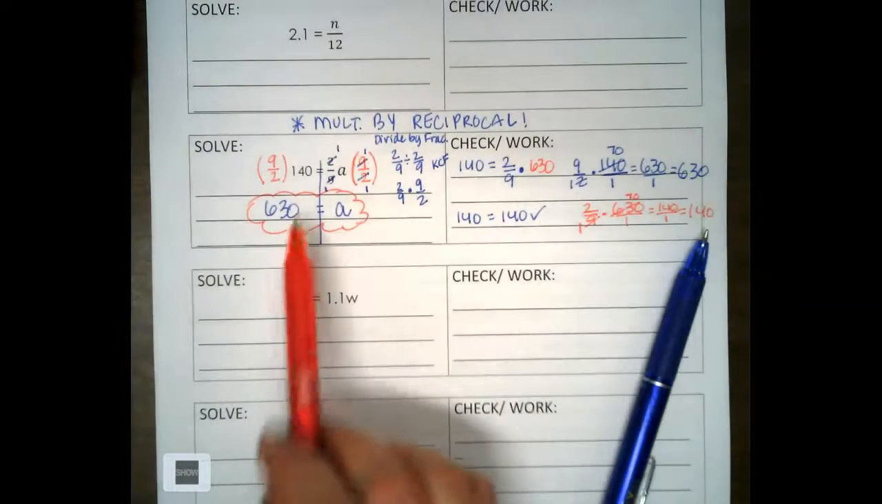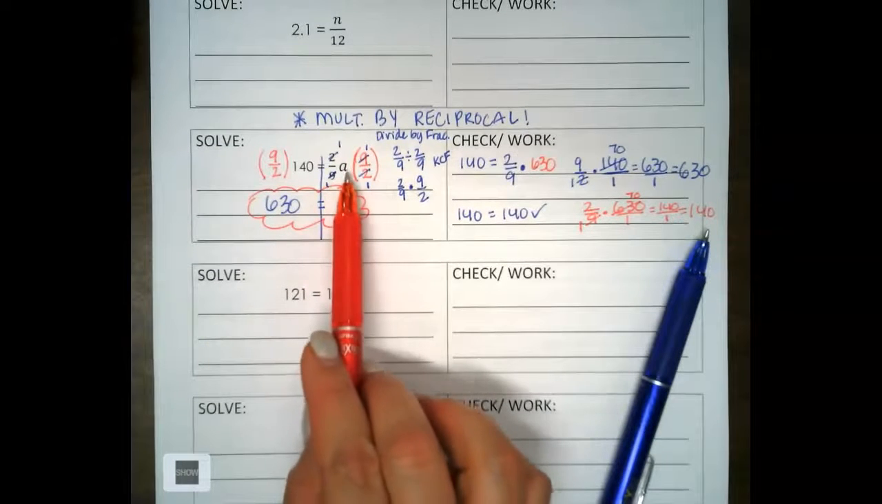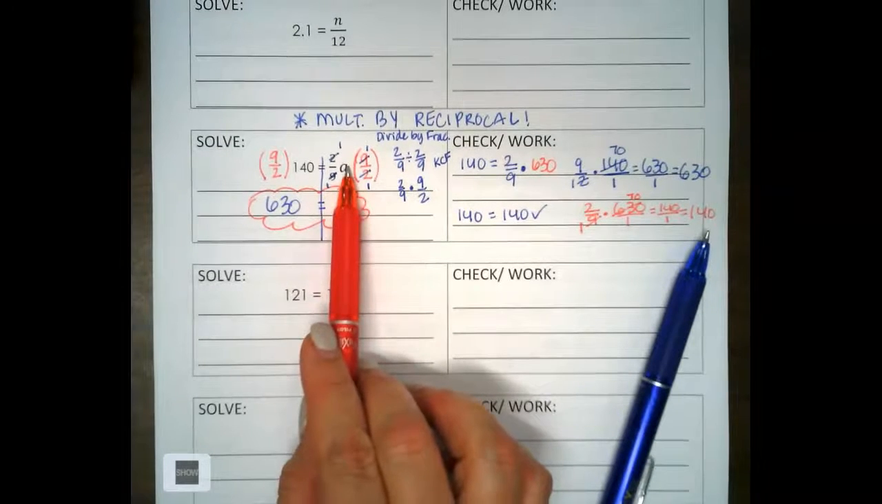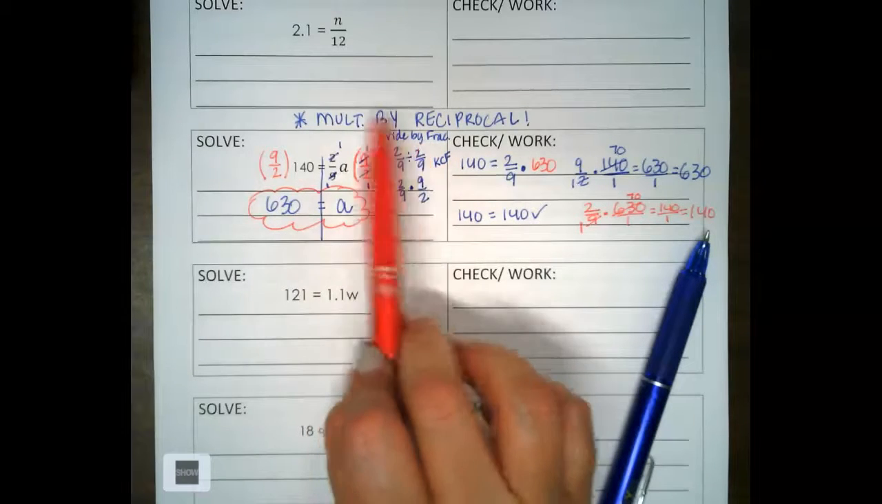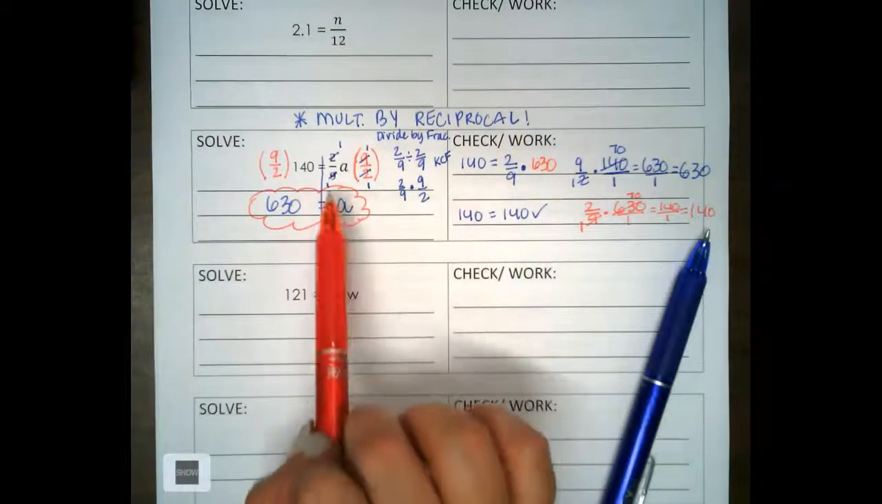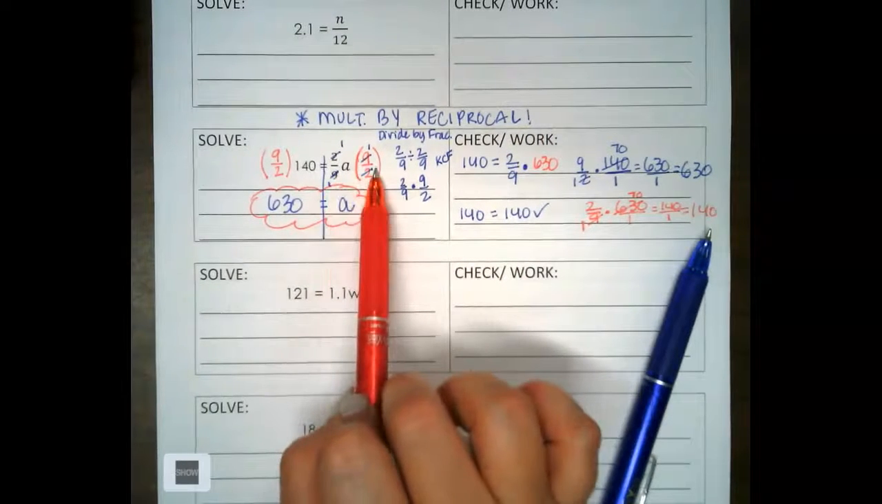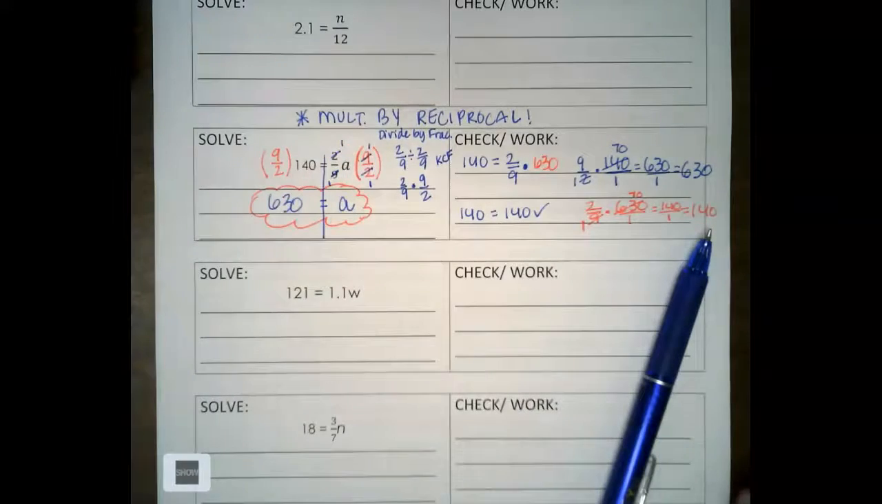Okay, so just to recap, when you're multiplying a fraction by a variable, the inverse is to divide by that fraction. But when we divide fractions, we really multiply by the reciprocal. When we multiply fractions, we put them side by side horizontally. And what you do to one side, you do to the other.